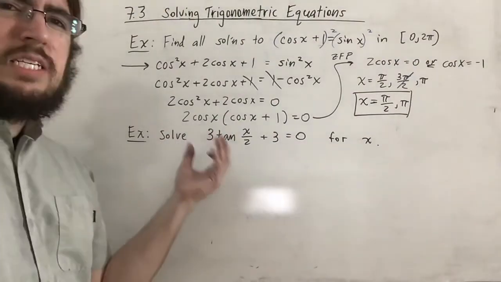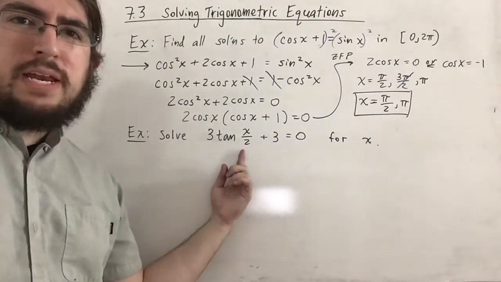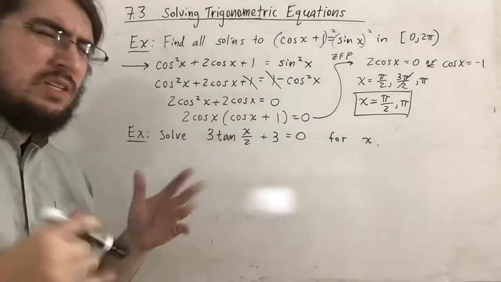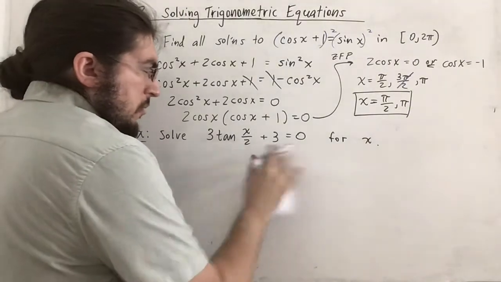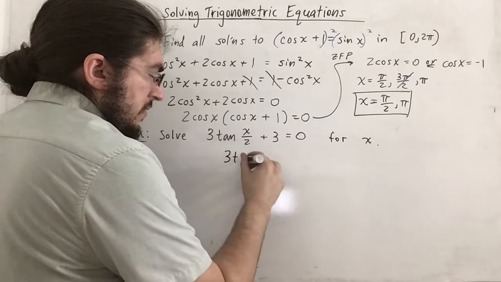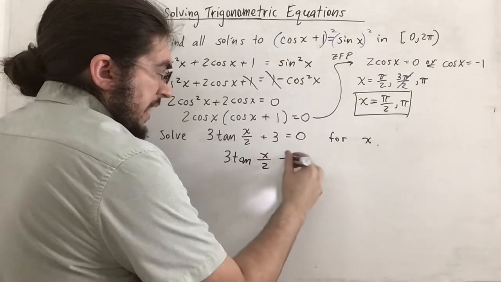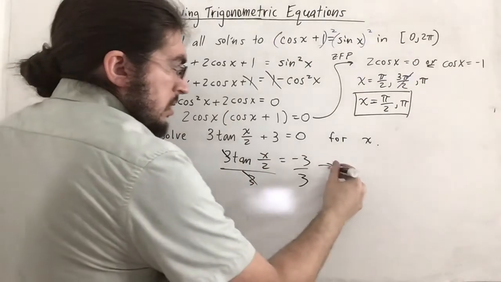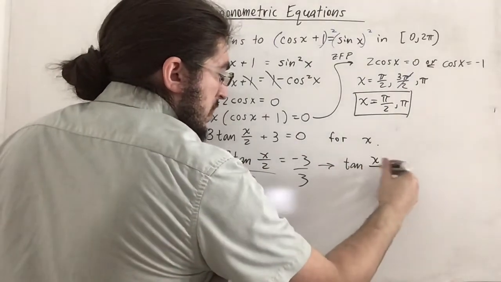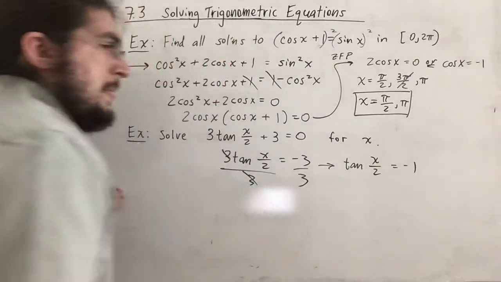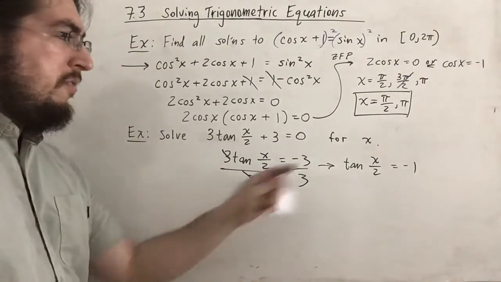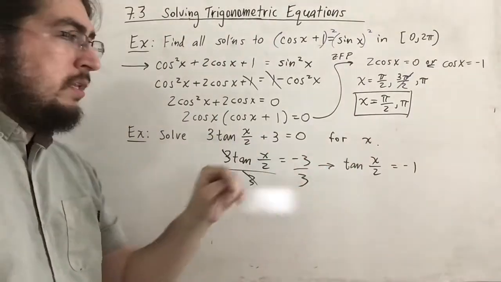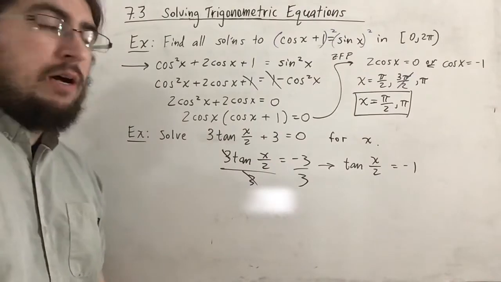Right, so now what makes this one different is that our argument here isn't just x, it's x over 2. So let's see what that entails. So subtract 3 to the other side, we get 3 tangent of x over 2 is equal to negative 3. Divide both sides by 3, these cancel. So we get tangent of x over 2 is equal to negative 1. Well, if we treat the inside as just an angle, tangent of what angle is negative 1?